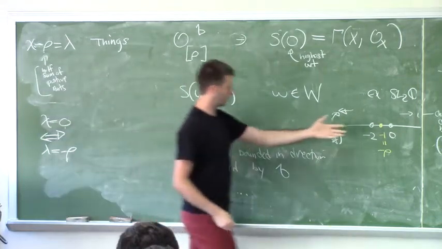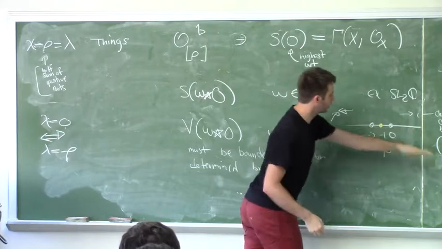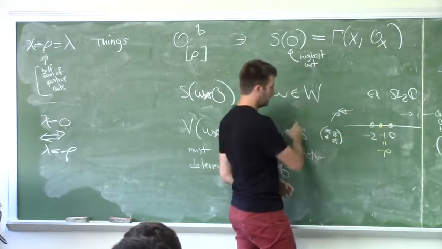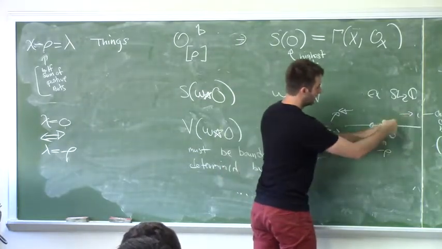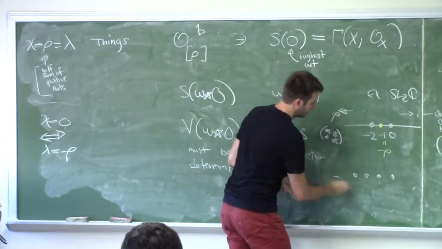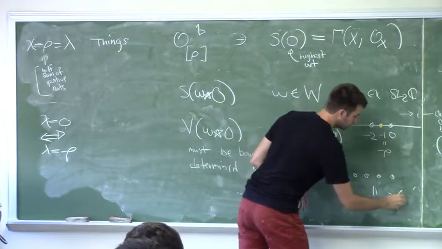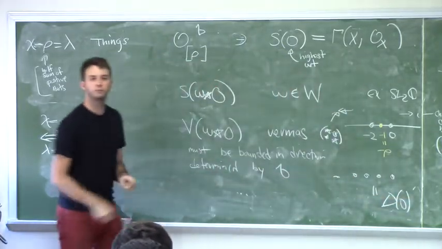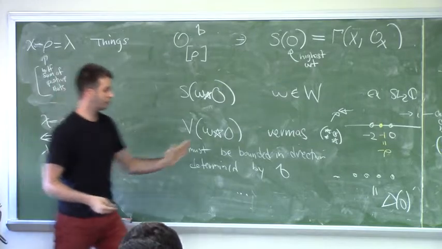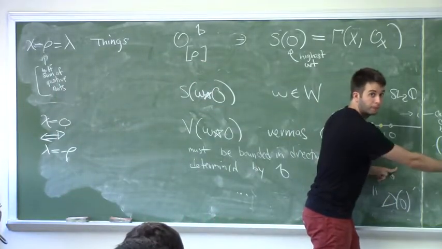So one possibility would be that with my standard choice of Borel, my Vermas would need to be bounded in this direction. And so a Verma might look something like this. But if I had chosen the other one, the Verma would have gone in the other direction.